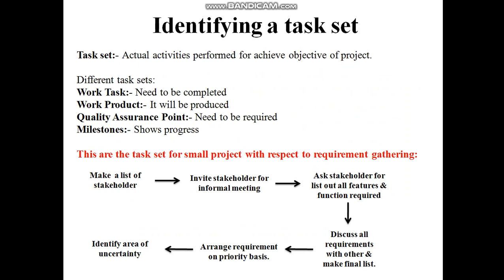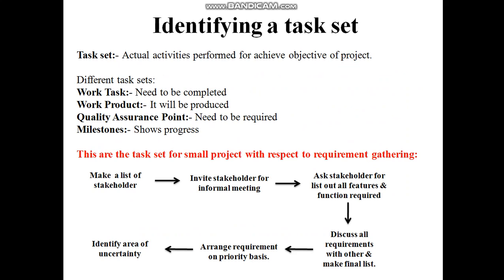Then we will see what identifying a task set is. So what is a task set? A task set is nothing but the actual activities performed for achieving the objective of your project. That is nothing but a task set. So there are different task set elements: work task, work product, quality assurance point, and milestone. So if you have a small project, then what task set is required?